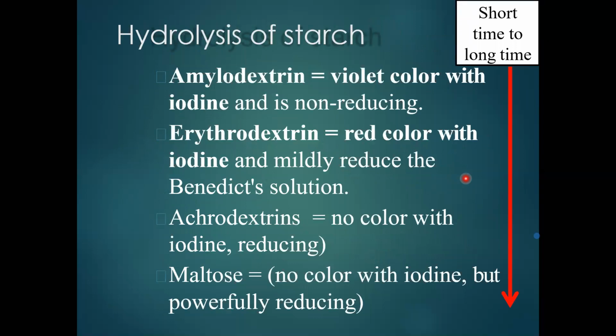Hydrolysis of starch: amylodextrin gives a violet color with iodine and is non-reducing. Then, on waiting for some time, it gives erythrodextrin, which gives a red color, then achroodextrin, which has no color, and then we have maltose, no color with iodine, but powerfully reducing. So the initial bluish black or violet coloration is due to the presence of amylodextrin. On waiting for a longer period, we finally get maltose, which gives no coloration with iodine.